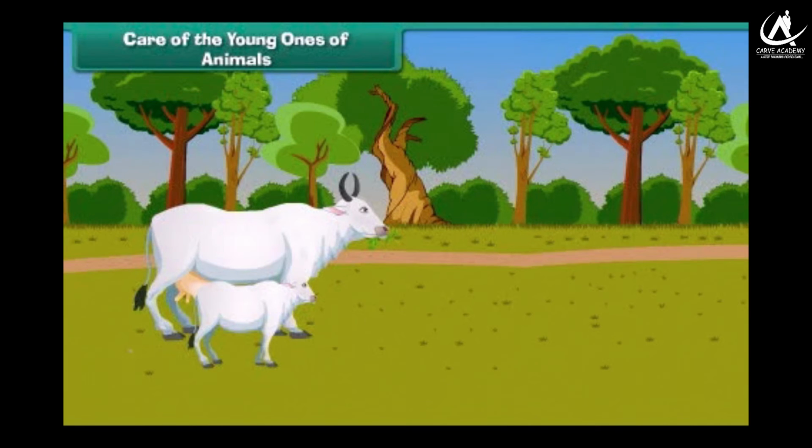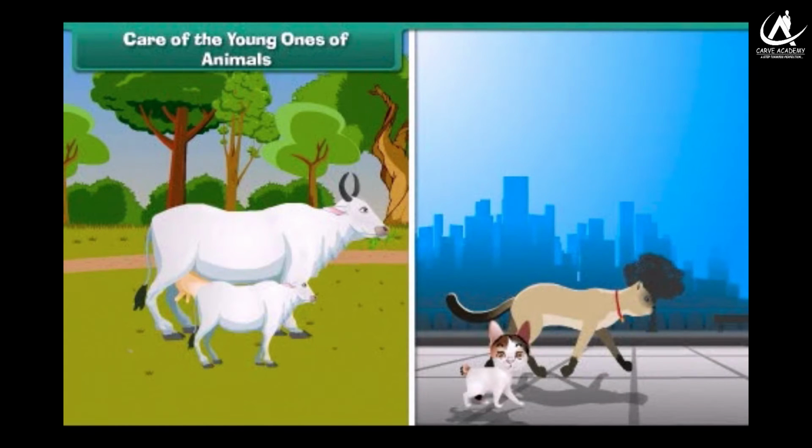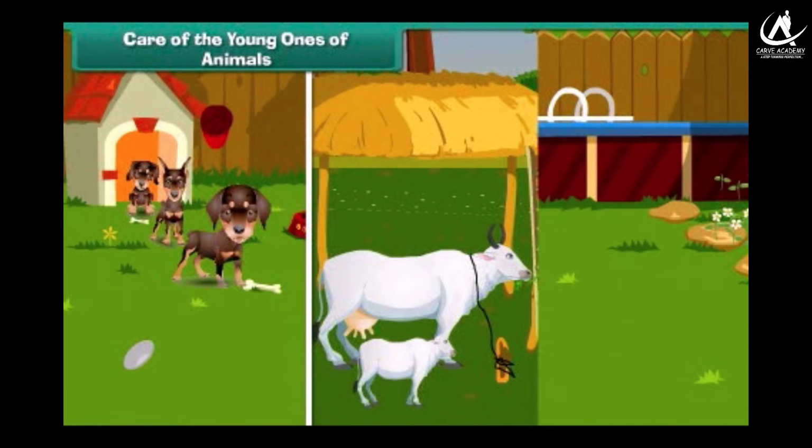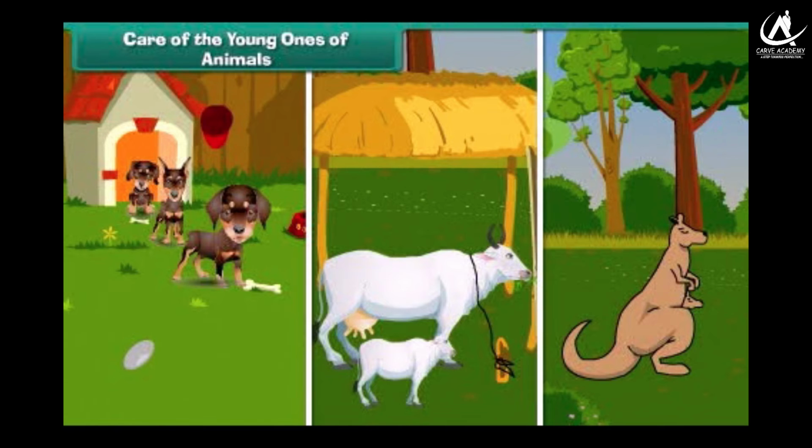Now let's move on to another topic, that is taking care of young ones of animals. We see that young ones of animals look like them. Animals take care of their young ones and feed them. To protect puppies, dogs should be kept in a kennel. To protect cows and buffaloes, they should be kept in sheds. To protect its baby, a kangaroo keeps it in its pouch.